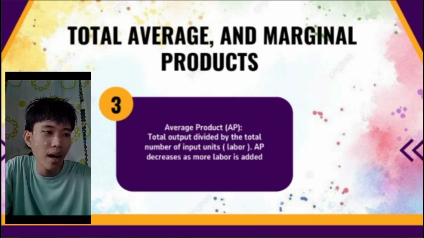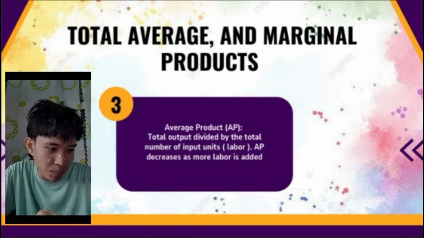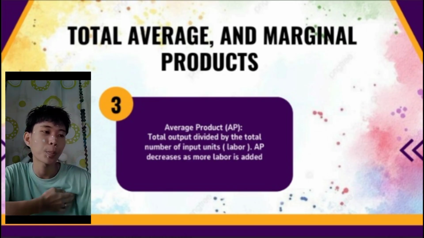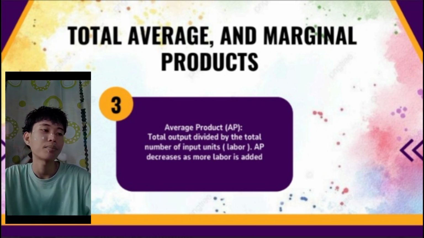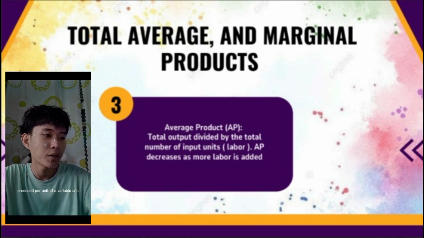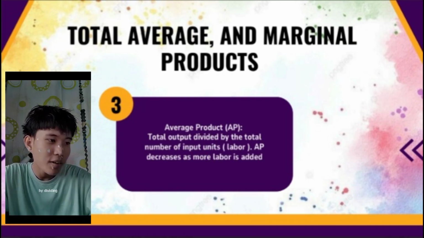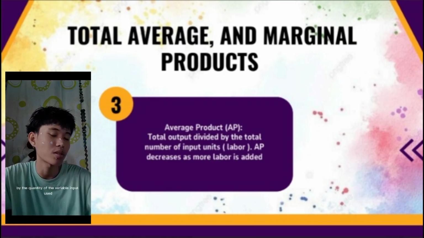And lastly, average product. Average product or AP is the total output divided by the total number of input units or labor. Average product decreases as more labor is added. So, it is a measure of productivity that calculates the average output produced per unit of a variable input such as labor. It is calculated by dividing total product by the quantity of the variable input used.